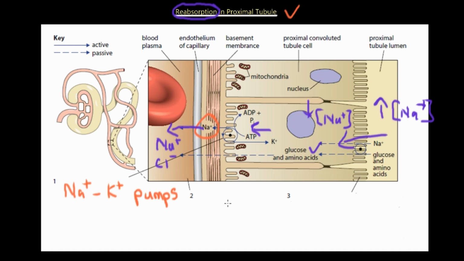Another thing that's important to mention here is that the nitrogenous metabolites that we talked about previously, the urea and the uric acid and the creatinine, those three substances will not actually be reabsorbed in the proximal tubule. They will not be going back into the blood because that is something we want to be excreting.